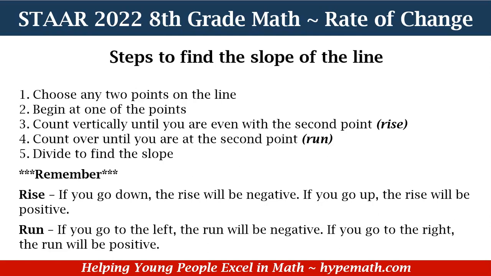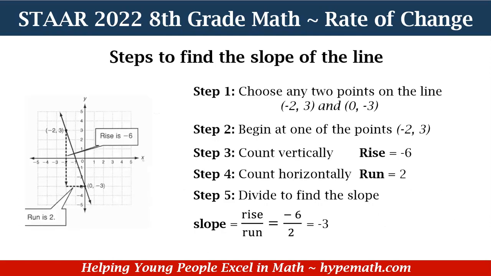Remember, with rise, if you go down, the rise will be negative, and if you go up, the rise will be positive. For run, if you go to the left, the run will be negative, and if you go to the right, the run will be positive. So let's take a look at an example.